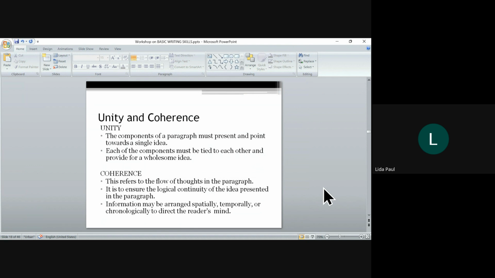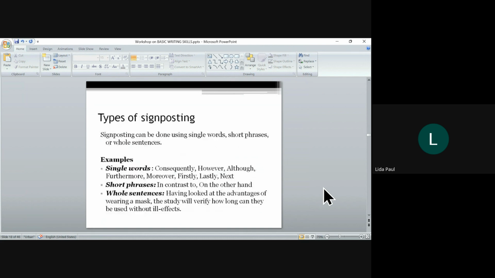Okay, so these are the two important factors that you need to ensure, along with the components of the paragraph, to write an effective paragraph. First one is unity and the second is coherence. Now, how do you achieve unity and coherence? Of course, using the language, right?